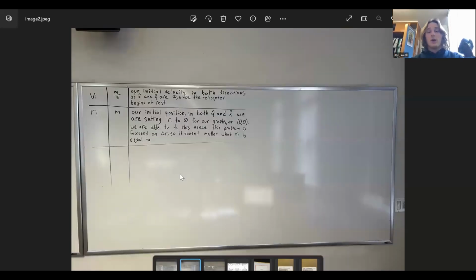Next, we're going to have initial velocity, which is going to be 0 since we know the helicopter starts at rest. And then we're going to have initial position. And initial position can be anything, since we're trying to find the change in velocity for this function. So what we actually start out with doesn't matter. So we decided to choose 0, 0 since it would make the most sense with our graph. So it would just be the simplest choice.